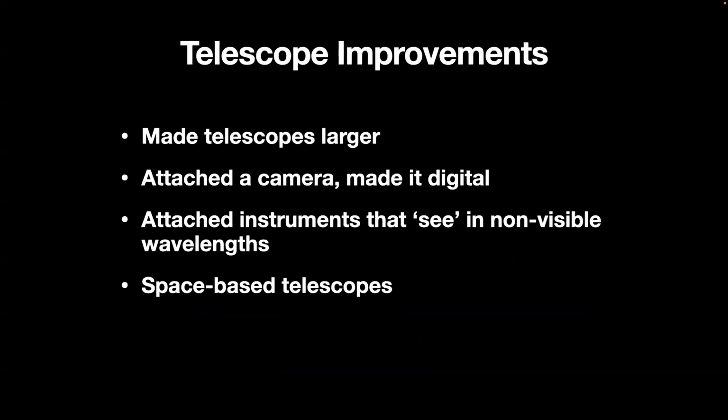Over time, there have been observational improvements, right? So first we had a quite small telescope and pointed it at the sky, but over time we improved the optics and made telescopes larger, which really improved what we could see. Eventually, we stuck a camera onto the eyepiece of the telescope and we made that camera digital. Maybe we attached some instruments that could see in other wavelengths, and eventually we sent telescopes into space.